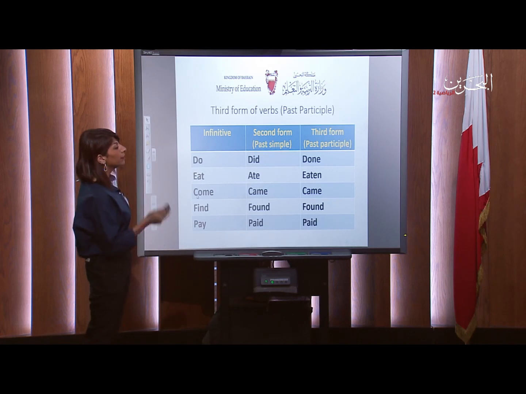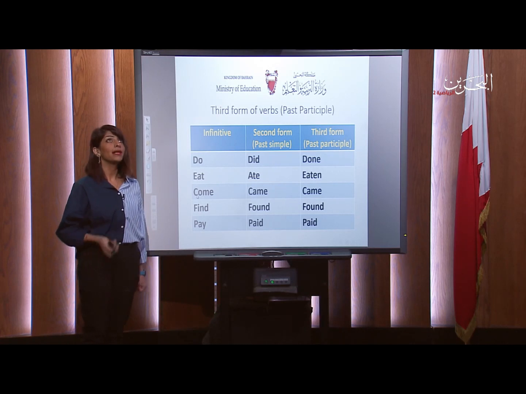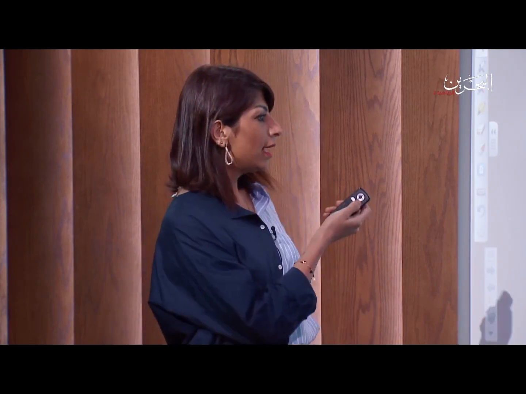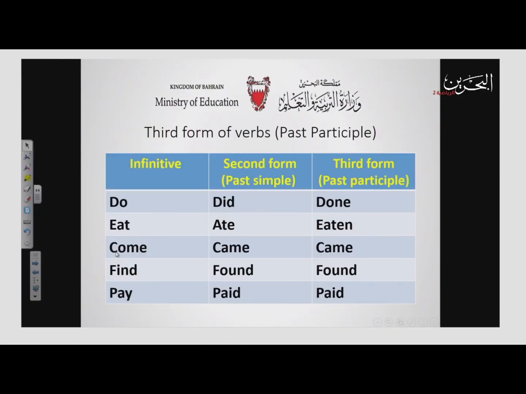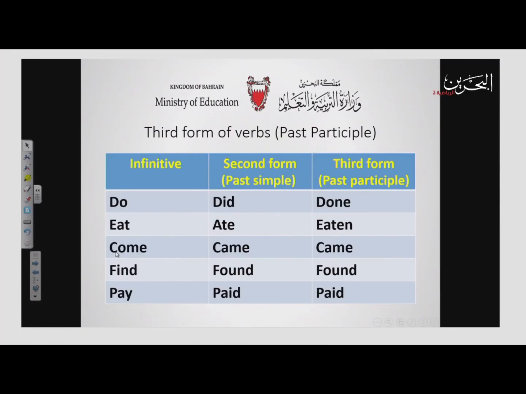Now we move to the third important thing, which is the third form of verbs, the past participle. And again, I'm sure that you have previously taken this, but we have to emphasize the use of the past participle, or let's say the third form of the verbs. These are some verbs that are usually taken. For example, do. The second form, the past simple, is did. And the third form, which is used in the passive, is done. Eat, ate, eaten.